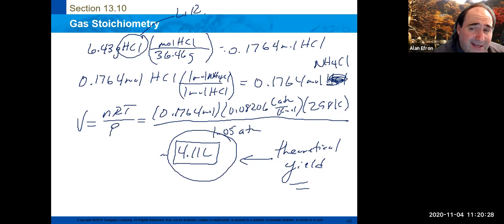So again, you can see in this stoichiometry calculation, it can be a limiting reagent problem. You basically handle it the same way as a normal limiting reagent problem. Just somewhere along the way, you're going to be using that ideal gas law. Any questions on gas stoichiometry, gas laws in general? Any questions on any of that?